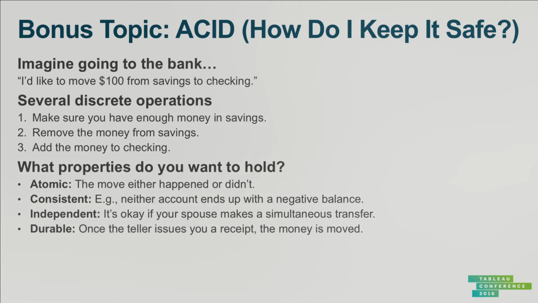And then finally, it has to be durable. So once the bank tells me that the transaction is complete and the money's in checking, I guess that's too punny, I'll do it anyway, I have to be able to take that to the bank. It may not happen. They may try and do this, and it might fail, and then they'll tell me, hey, the transaction didn't happen. But once they tell me that that thing happened, it's done. And so this is ACID: atomic, consistent, independent, and durable.